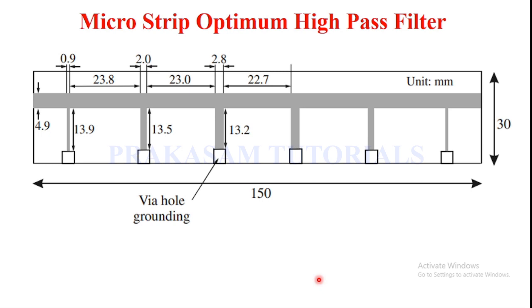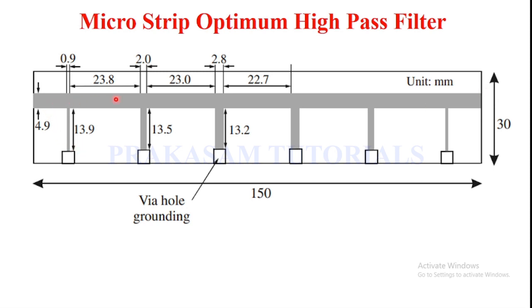In this design, I am considering the operating frequency as 1.5 GHz and the type of the material is Rogers RT Duroid 5880, and its dielectric constant is 2.2. The height or thickness of the substrate is 1.57 mm, the substrate length is 150 mm, and the width is 30 mm.